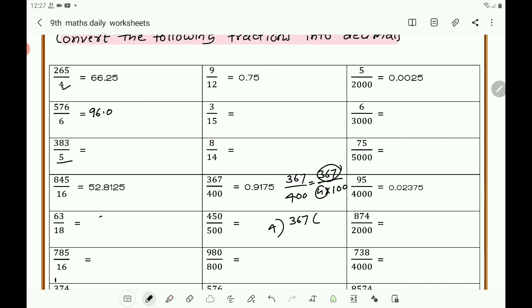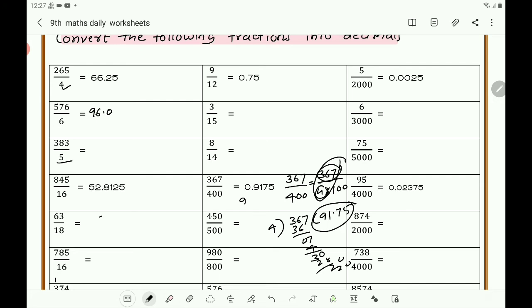367 by 4, and you know that you have to take 36. 4 nines are 36. Okay, now 7, 4 ones are 4, 3 is remaining. Then you put 0 and put the point here. 4 sevens are 28. Again here 2 is remaining, and you know that 4 fives are 20. You take 0 here. So you got 91.75 here.